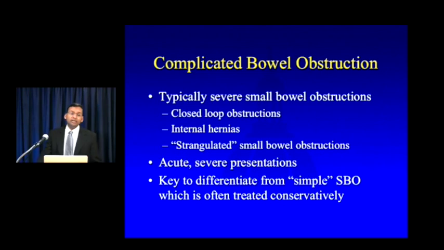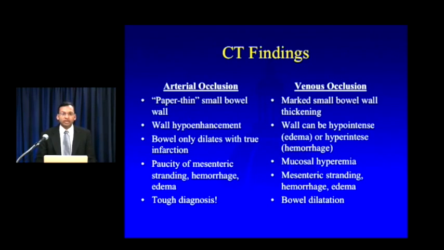And then finally, something that I think probably accounts for a greater percentage of these cases than is popularly reported, and that's complicated bowel obstructions, typically closed loop obstructions or internal hernias. The key in these cases is to differentiate a simple small bowel obstruction from one of these complicated bowel obstructions that have underlying ischemia.